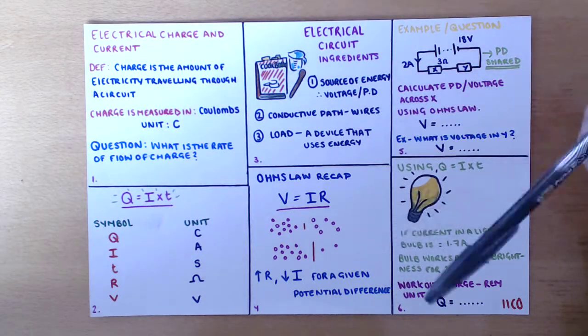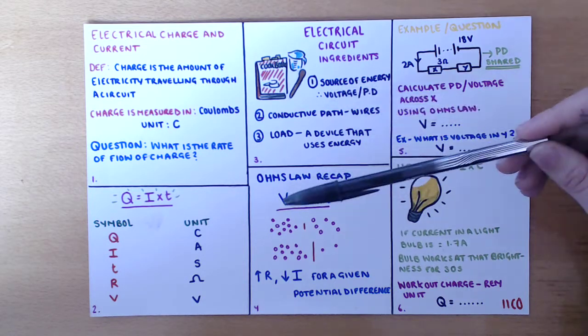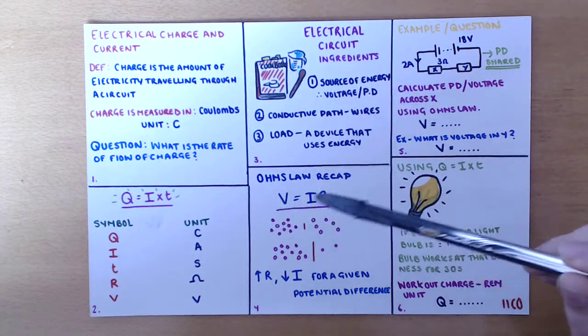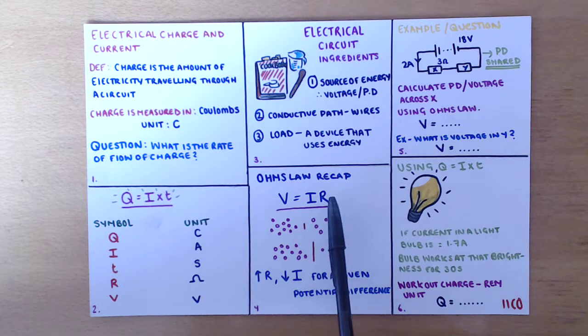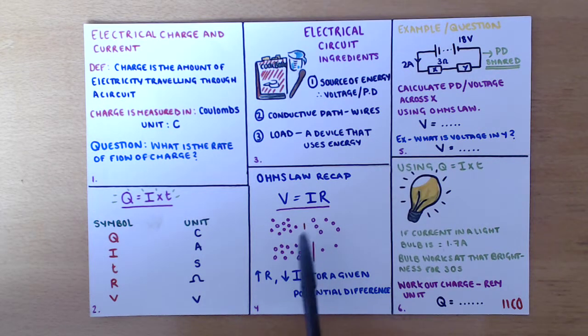Okay, we're going to have a quick recap on Ohm's law. Remember that the relationship between voltage, current, and resistance is written like that. And here I have my little circles again, and this red bar is trying to represent my resistance. If I have a small red bar, I have a lot of current flowing for a given voltage. But if I have a really big red bar, so a really big resistance, I have a really small amount of balls on the right-hand side. So I have a small current.